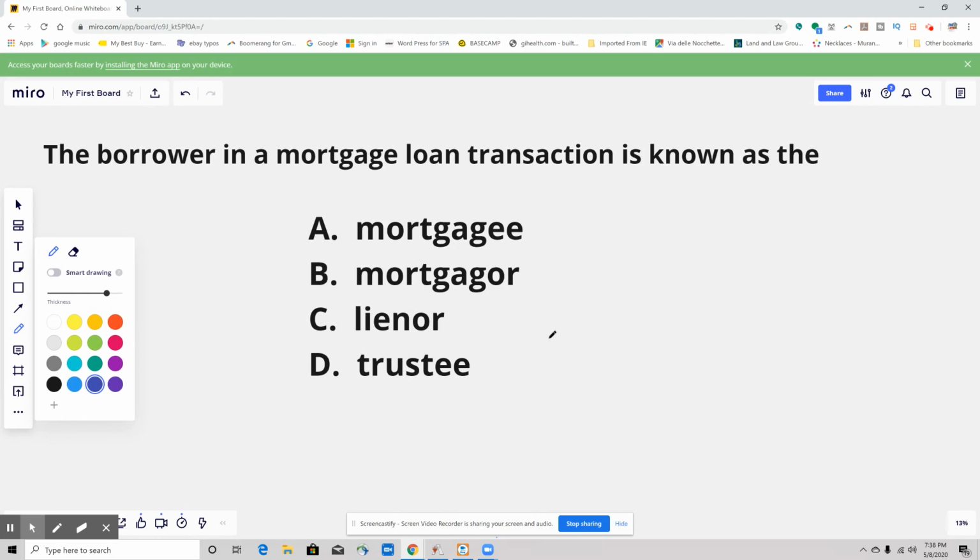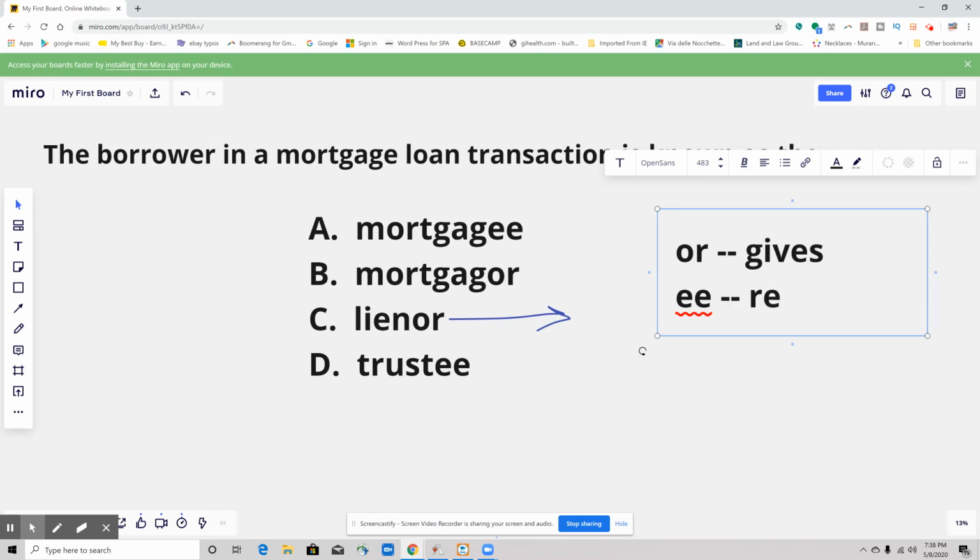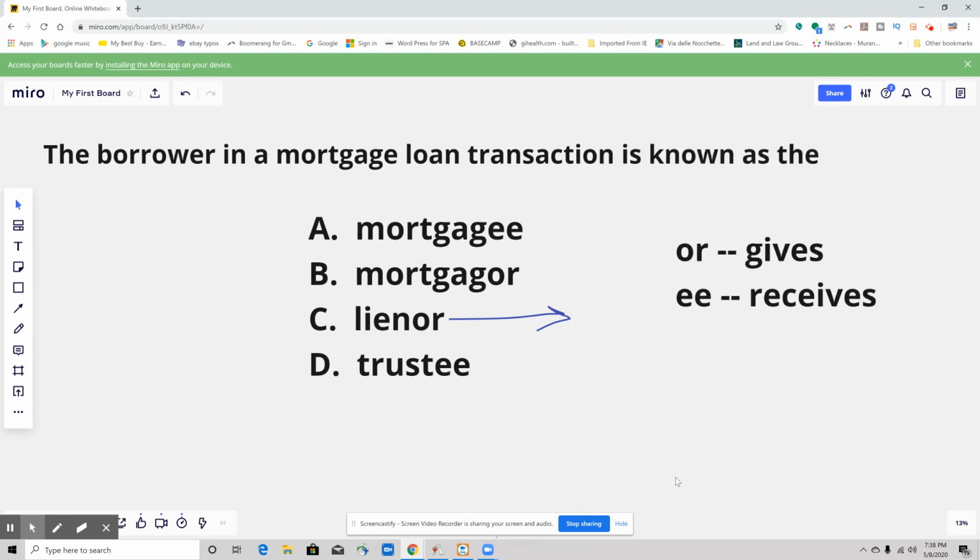So, let's knock two of these out right away. Lienor, okay? And here's the rule that I go by. Some of your teachers might give you something else. OR gives, EE receives. And I always think EE receives because there's more E's in receives than in gives. That's how I always remembered it. But again, your teachers might give you a different way to remember it. You might yourself know a different one. That's fine. I always like knowing that OR gives, EE receives, because then I can identify who is each of these people?